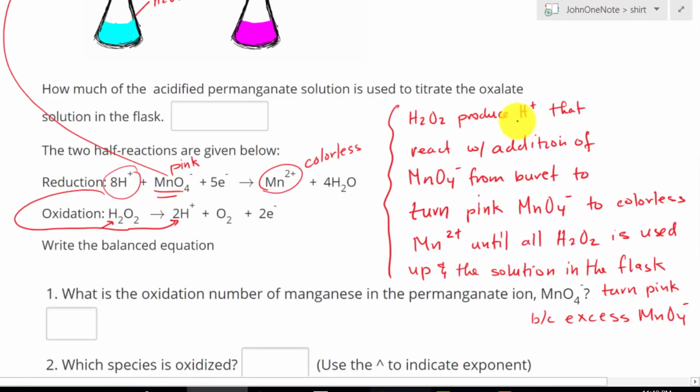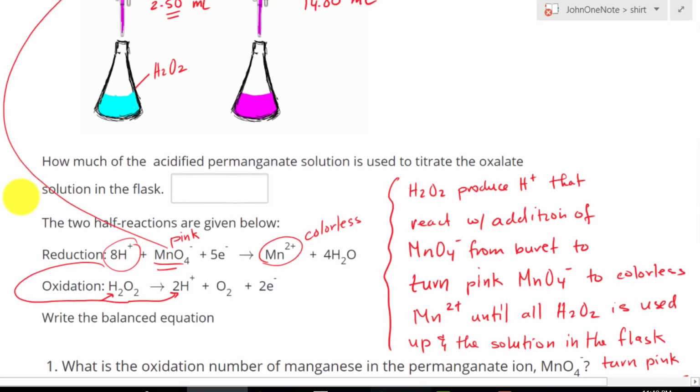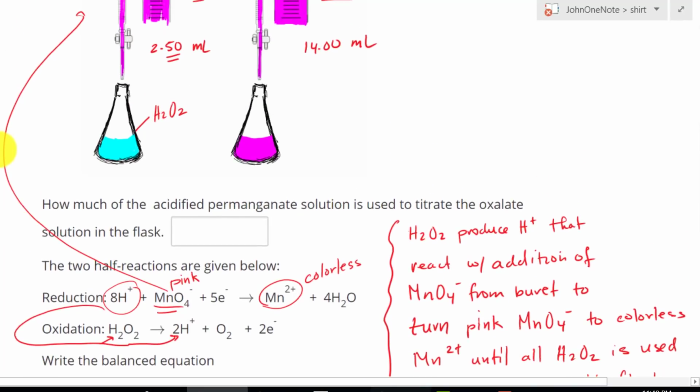The hydrogen peroxide produced H plus that reacted with the addition of permanganate ions coming from here. And that is going to turn the pink permanganate into colorless Mn2+, until all the hydrogen peroxide in this flask is used up, so that any further addition of permanganate solution will make the entire solution in the flask turn pink, because there isn't any more hydrogen peroxide left to make the H+. And that's the concept of this titration.